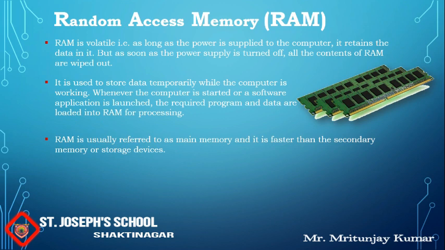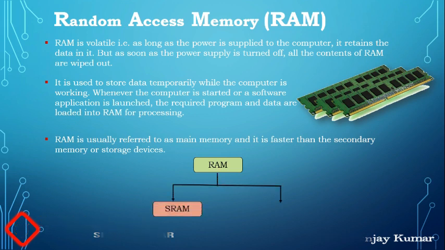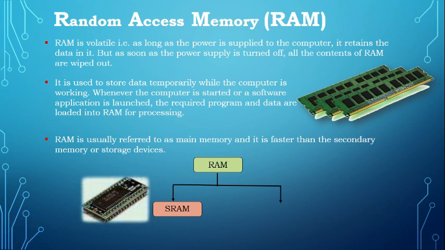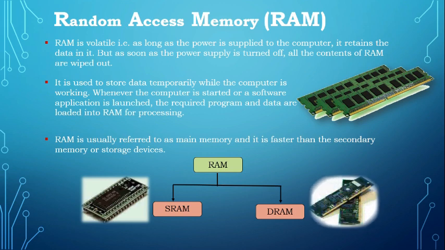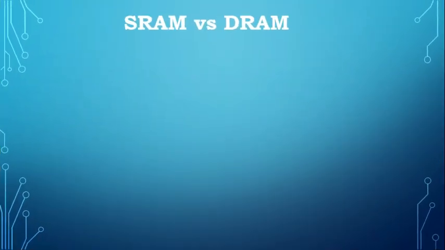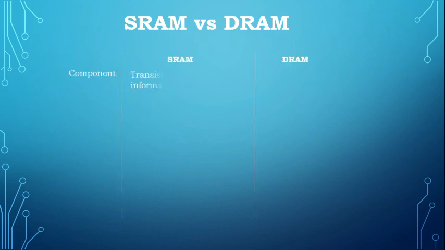storage devices. RAM is again categorized into two types: SRAM, static random access memory, and DRAM, dynamic random access memory. What is the difference between SRAM and DRAM? Their major differences are: first, on the basis of the component, SRAM consists of transistors, whereas DRAM consists of capacitors to store the data.